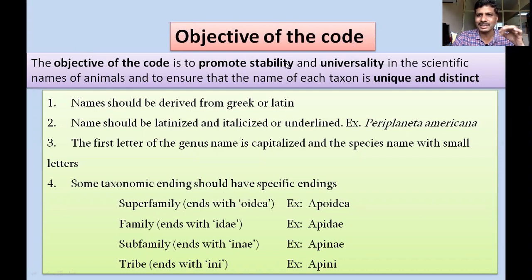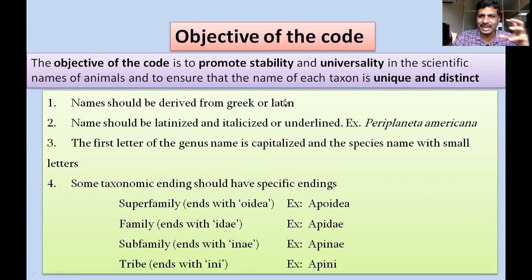Stability means, for example, today if you call by a scientific name, tomorrow it should not change. After 10 years, it should not change. So that is the stability and universality. All the people around the globe should call by the same name for a particular species in the scientific name of animals, and to ensure that the name of each taxon is unique and distinct. There should not be any confusion.